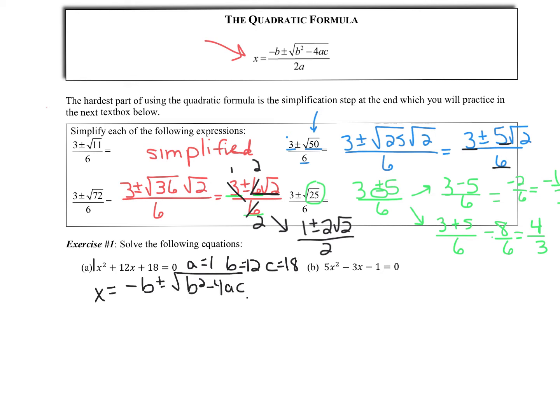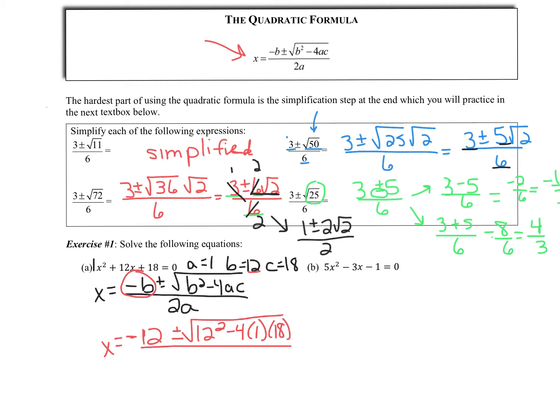So I'm just copying my formula from top of the page, and then we're going to plug the numbers in. So this negative b is going to be negative 12 because b is 12. And then here I have b squared, so 12 squared minus 4 times 1 times 18. And then that's all over, so I plugged in the a, b's, and c's on the top, all over 2a, so that's just 2 times 1.